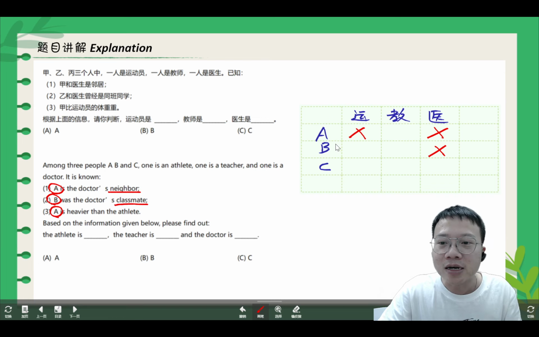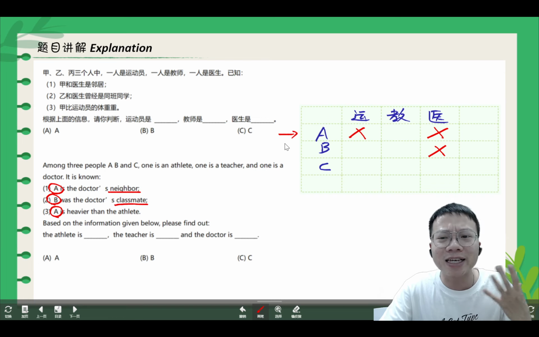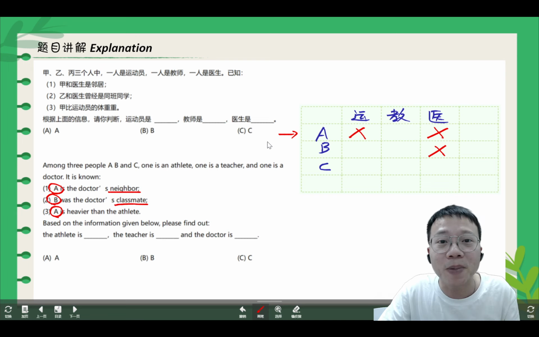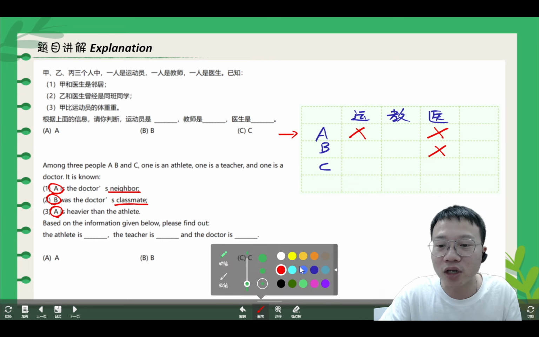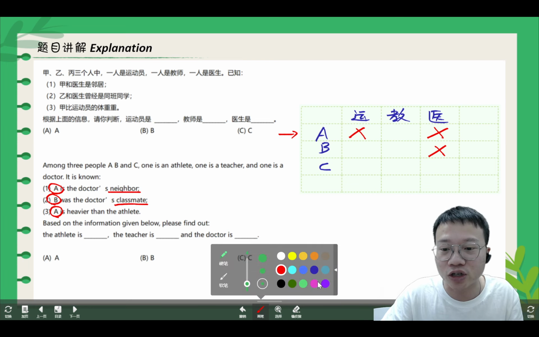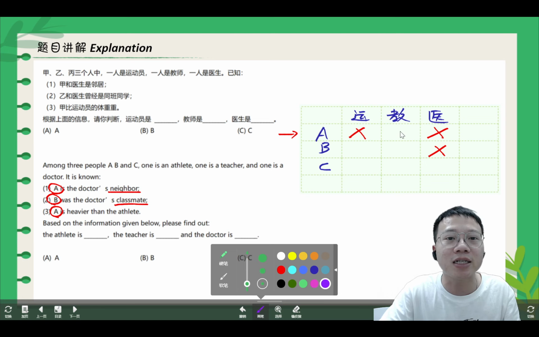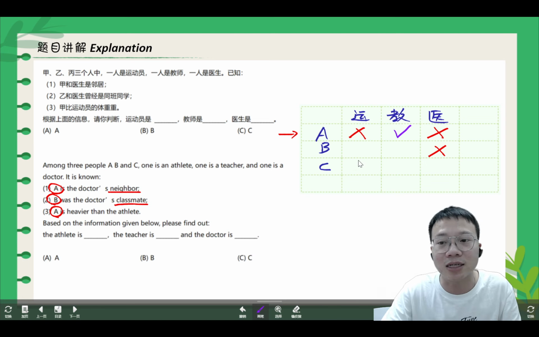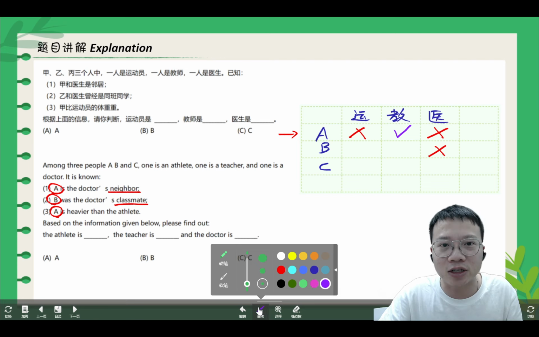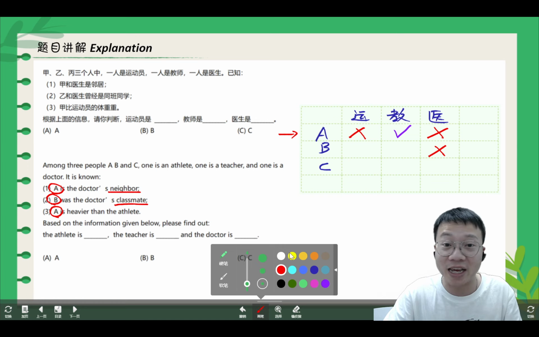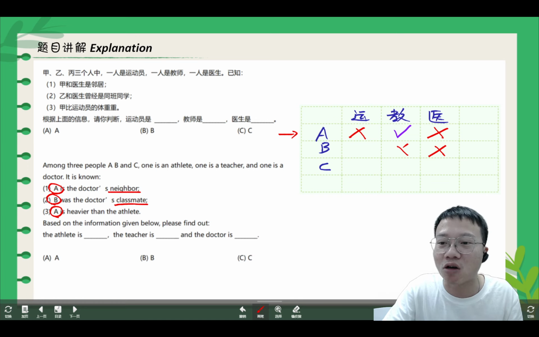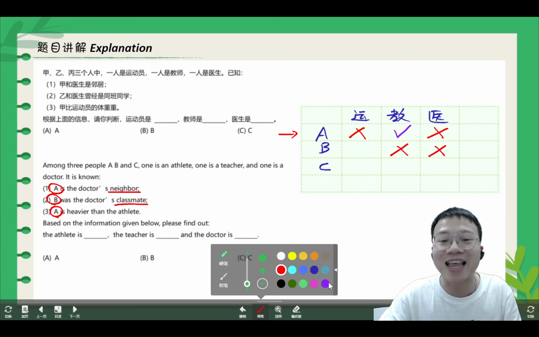And now let's take a look. So A here, if A is not an athlete, is not a doctor, so what can he be? Yes, of course, right? So here, he can only be a teacher. So now we can see A is actually a teacher. We can write a tick here. Okay, A is a teacher. Okay, and if A is a teacher, let's take a look at B. So can B be a teacher? Not really, right? 所以 B 它肯定不是老师。Okay, so if B is not a teacher, not a doctor, so he is definitely, yes, very good, an athlete, right?